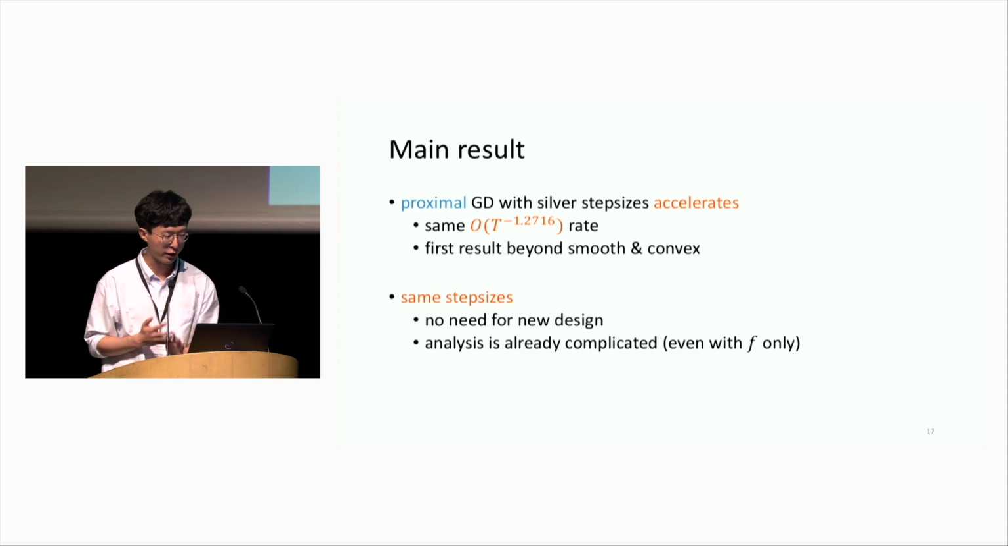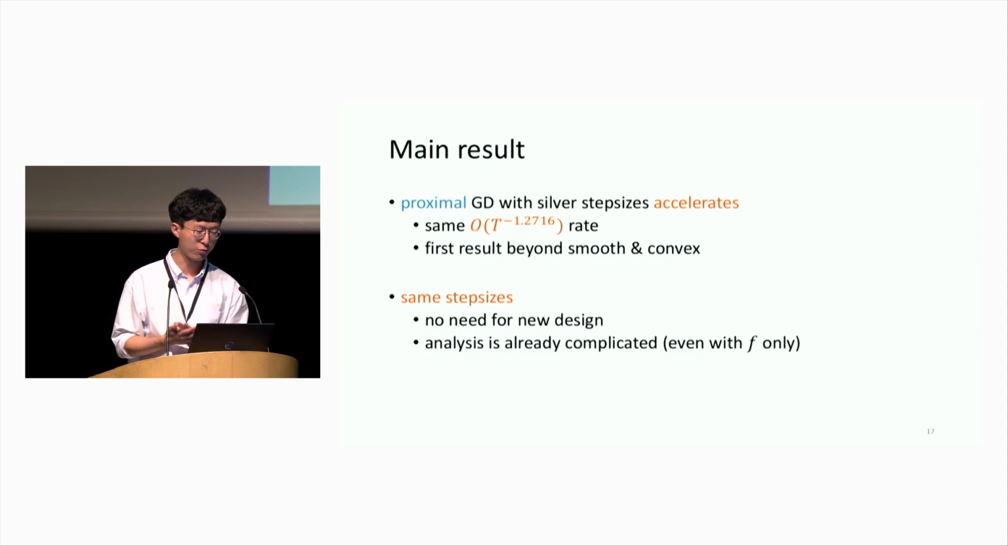As I already hinted in the title, as a main result, we show that proximal GD with silver step size accelerates, and we also achieve the same asymptotic rate. This is basically the first result beyond the simplest setting. I would also like to remark that the appealing part of this result is that we used the same step size, so there was no need to search for new step sizes.